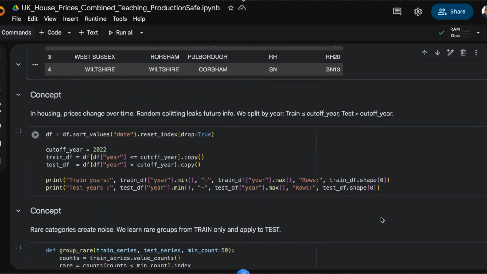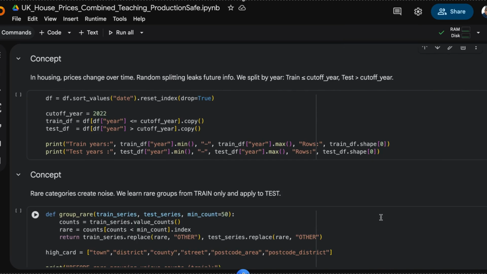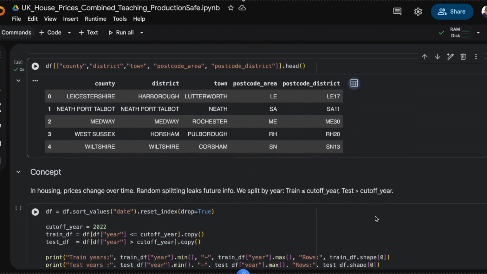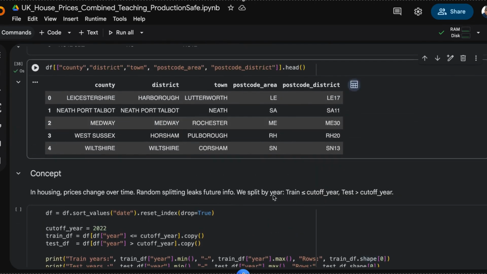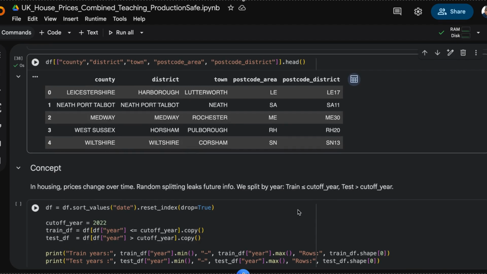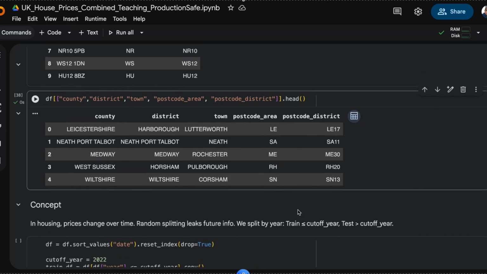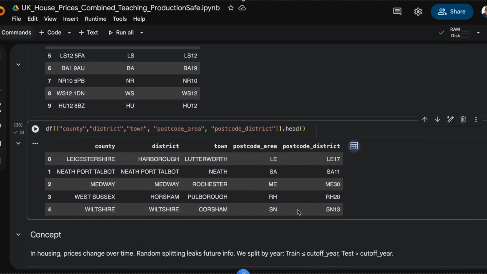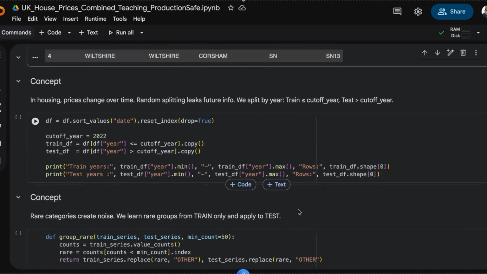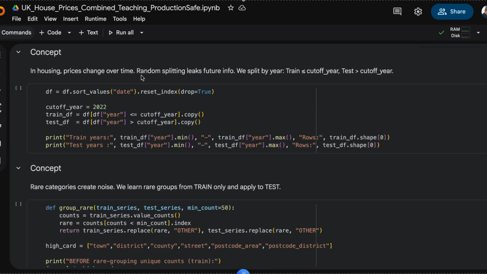We now have multiple geographic layers: county, broad region, district, sub-region, town, localized region, postcode area, macro geographic, postcode district, neighborhood level. These layers allow us to capture hierarchical location effects. Later, we will encode these layers carefully using frequency and target encoding instead of naive one-hot encoding. We've cleaned the data, we've engineered features, we've extracted geographic structure. Now we are ready to prepare for modeling.